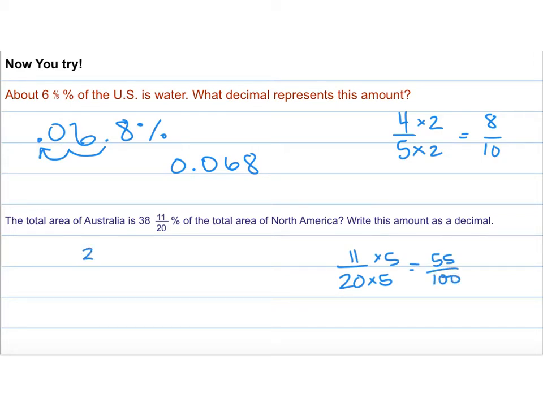So that would be 38.55 percent. Now I can move the decimal 2 spots to the left, 3855. So my answer would be 3,855 10,000ths. That's the amount Australia is to North America.